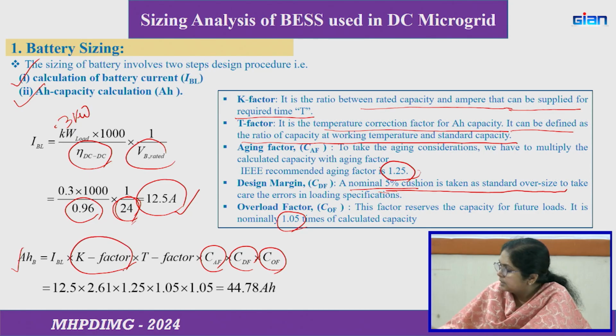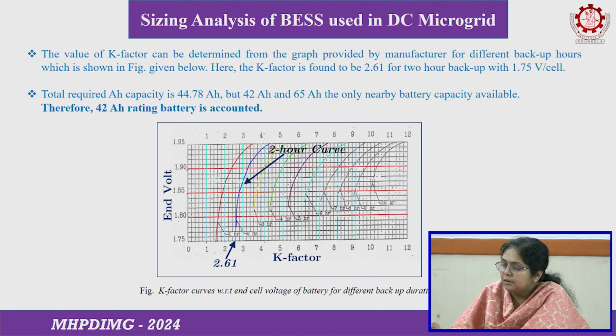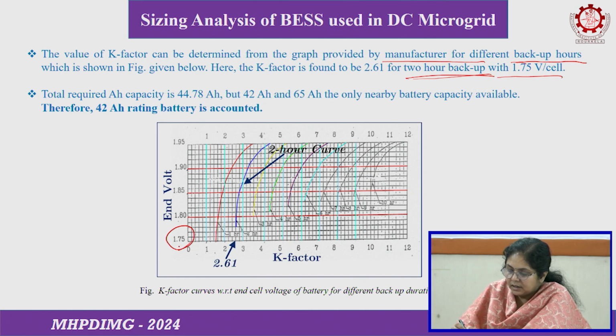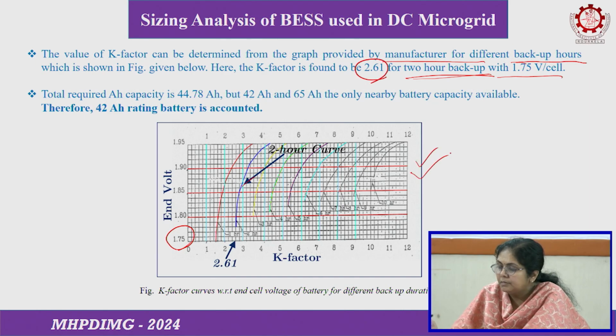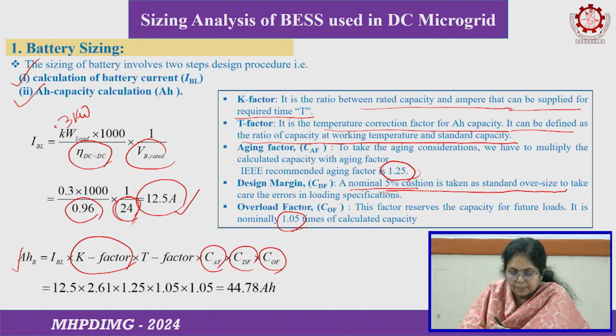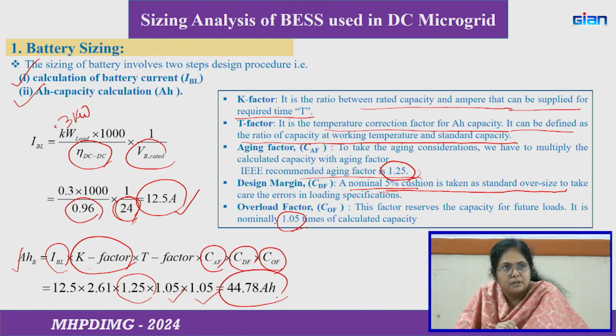How we get this K factor, I will show you in the next slide. The K factor is provided by the manufacturer, and for different numbers of backup hours you have to choose it from this graph. Here we have chosen 2 hours backup, with different volt per cell curves. For 1.75 volt per cell and 2 hours backup, the K factor is found to be 2.61. We will get this from the battery manufacturer. So the ampere hour capacity is the current rating times the K factor 2.61, times the 25% extra recommended by IEEE for aging, 1.25, times the design margin of 1.05 and the overload factor. The battery capacity is found to be 44.78 ampere hour.